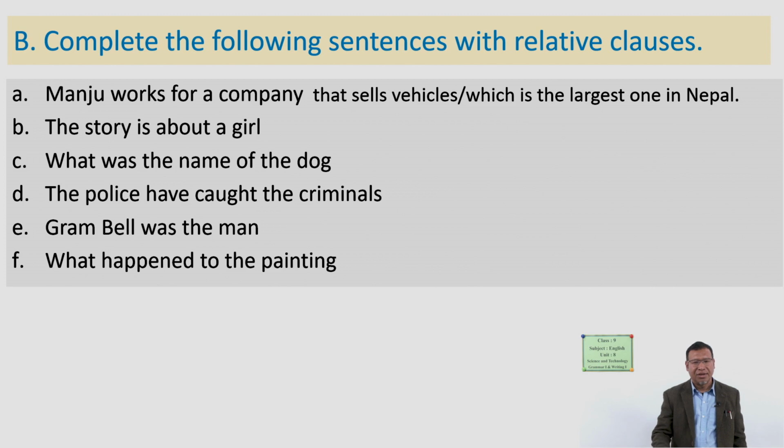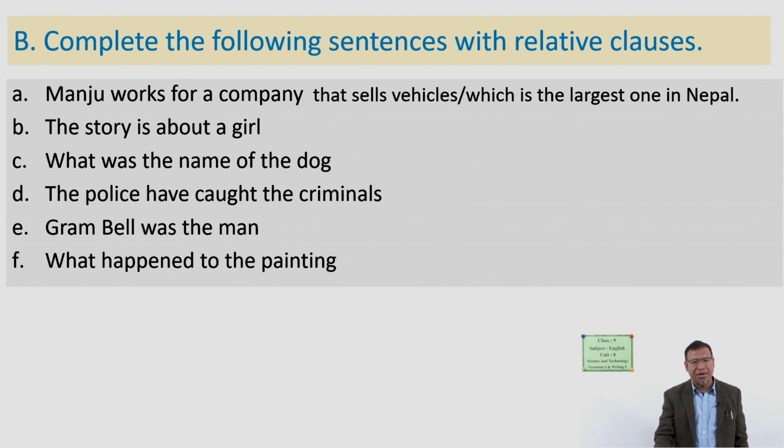Okay. We can also say Manju works for a company which is the largest one in Nepal. Similarly, you can also say Manju works for a company which sells sports shoes. All right. And in this way, you can complete in your own way. This is just the sample answers for you.